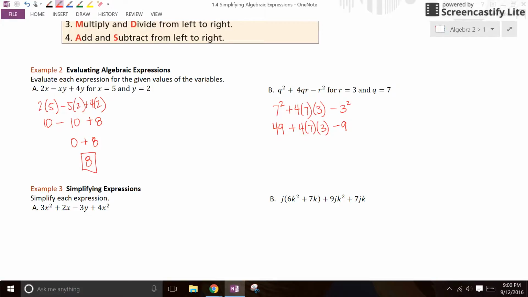Now I go to multiplication and division. So I have 49 plus, what is that? 4 times 3 is 12, times 7. That's 84. 84 minus 9. And now addition and subtraction from left to right. So I'm going to add the 49 and the 84. That's like adding 84 and 50, which would be 134, but I added one on there. So that's 133, minus 9. That's like subtracting 10, so 123, but not quite, so 124. And there is my answer.